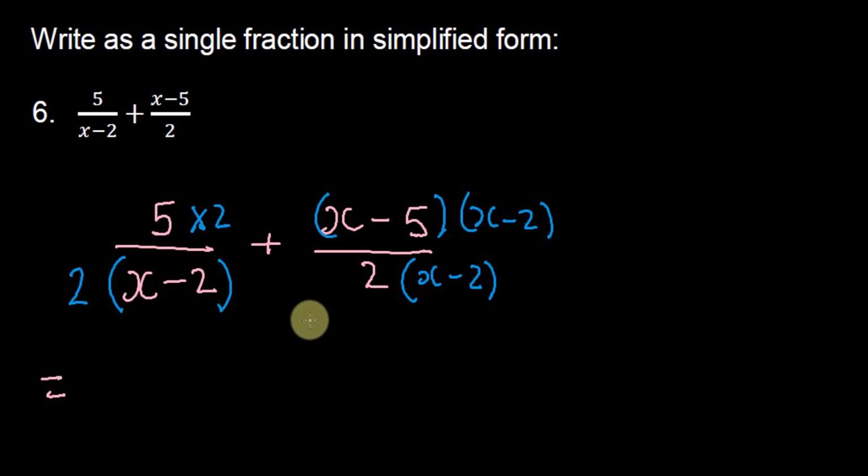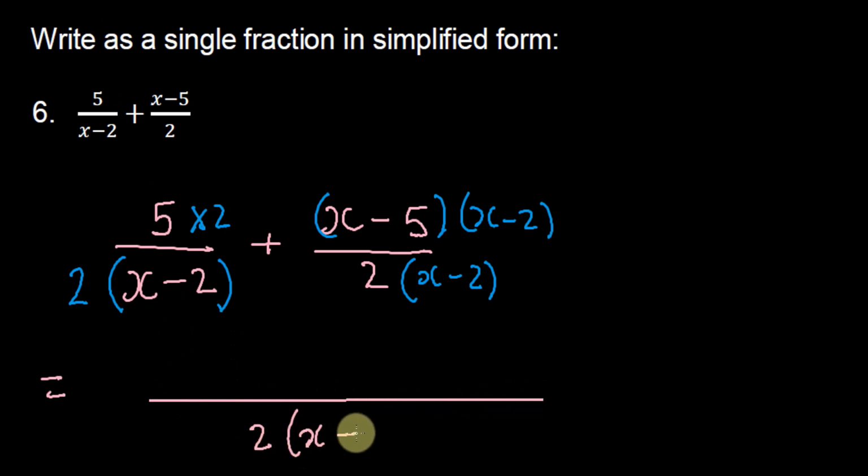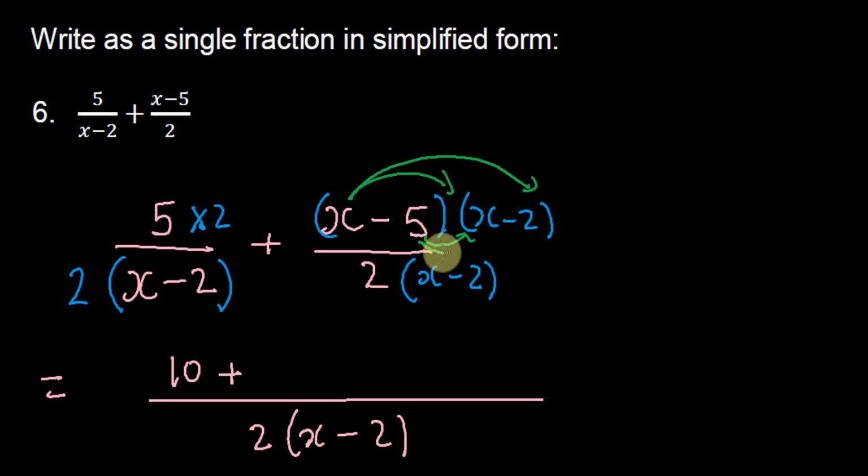The denominators are the same now, so we can write everything over one denominator. So over 2 into x minus 2. Then in the numerator here, we have 5 times 2, which is 10. Plus, and we have to multiply out the brackets here. So we multiply it out in this way. We can do this on the side. So x times x will give us x squared.